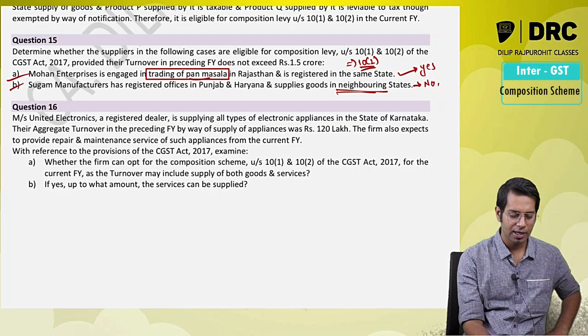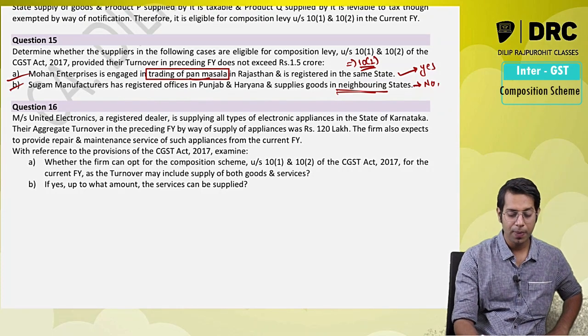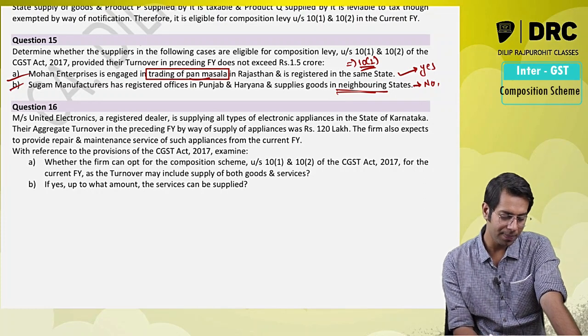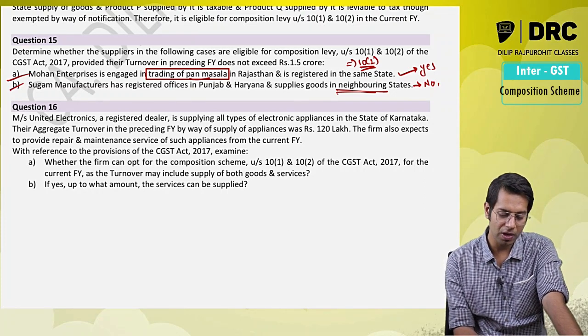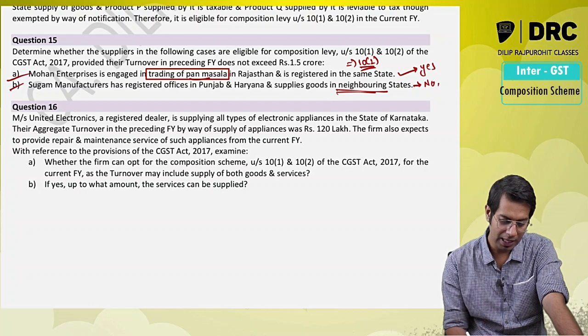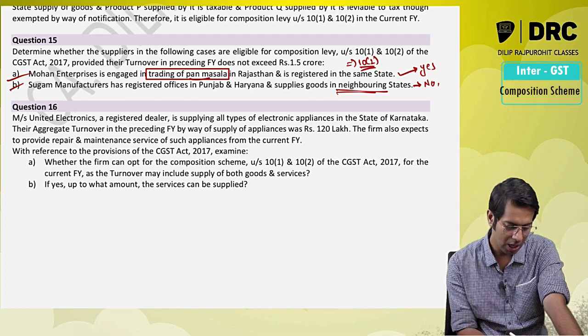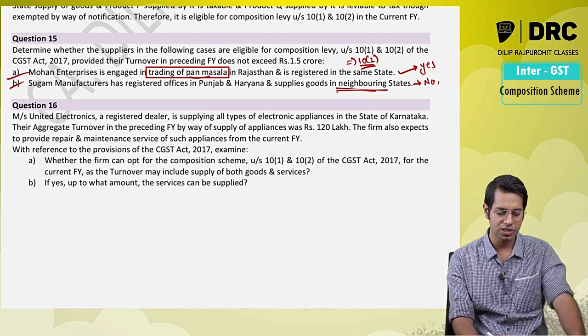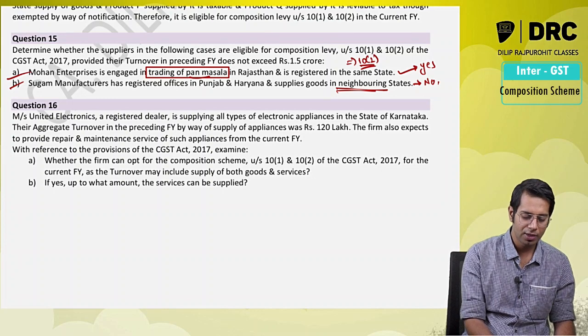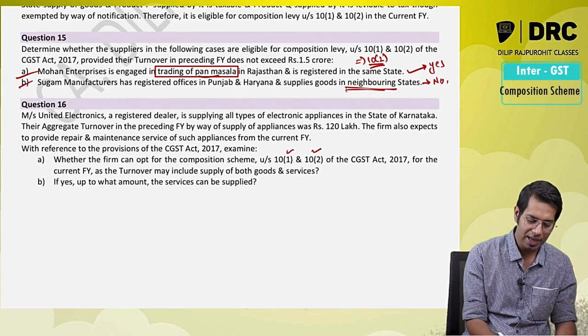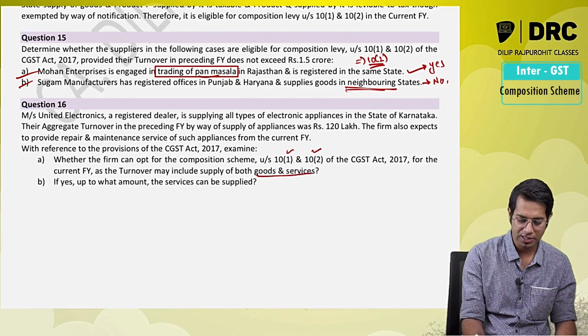United Electronics, a registered dealer, is supplying all types of electronic appliances in the state of Karnataka. Their aggregate turnover in the preceding financial year by way of supply of appliances was 120 lakhs. The firm also expects to provide repair and maintenance services for such appliances. With reference to the provisions of CGST Act, examine whether the firm can opt for composition scheme under section 10(1), 10(2) for the current year, as the turnover includes both goods and services.